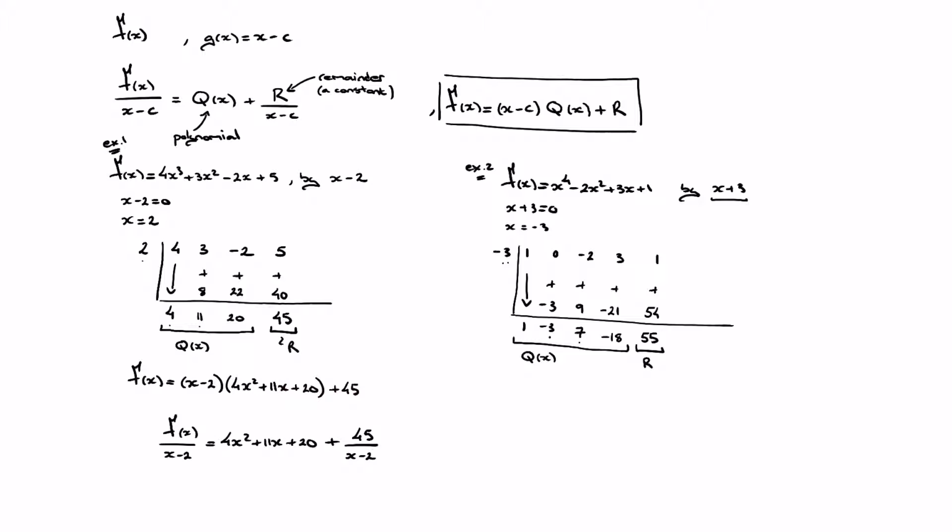So using these results, we can go ahead and write f of x equals, we were considering x plus 3, so it's x plus 3 times the cubic x cubed minus 3x squared plus 7x minus 18 plus the remainder 55. We can of course rearrange this result to write the value of the division, and that's f of x divided by x plus 3 equals x cubed minus 3x squared plus 7x minus 18 plus the remainder 55 over x plus 3. And there you go. That's how you perform synthetic division of polynomials.